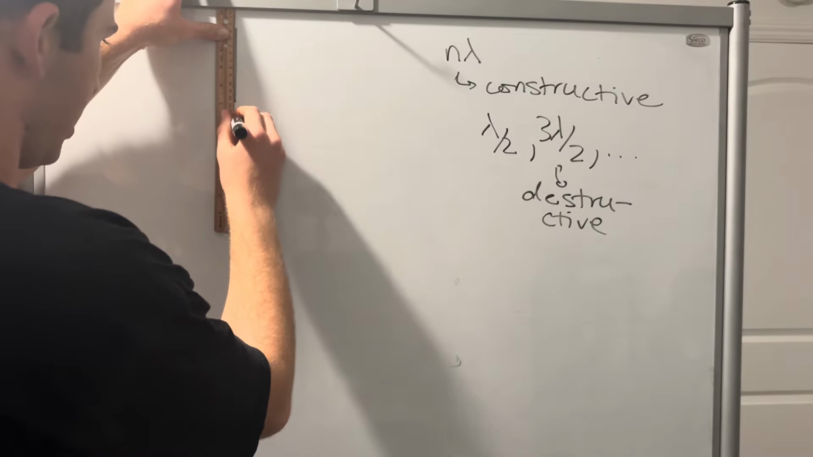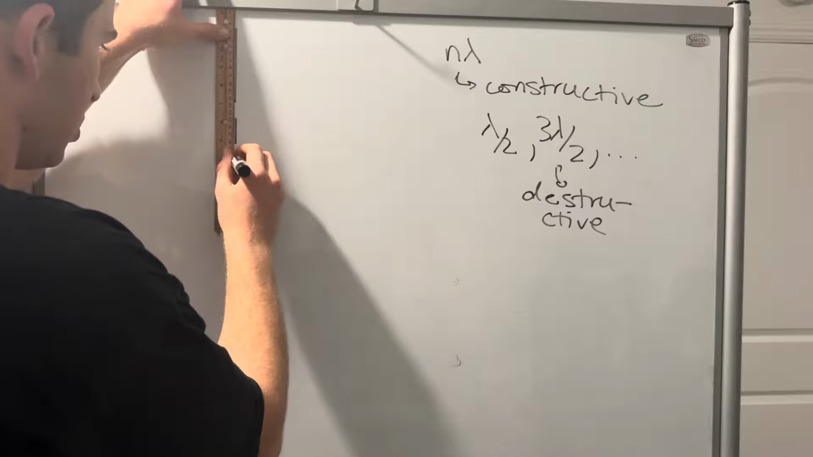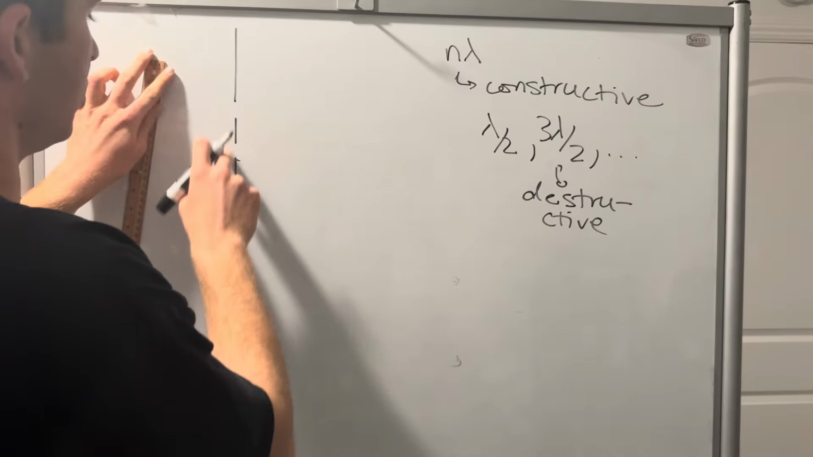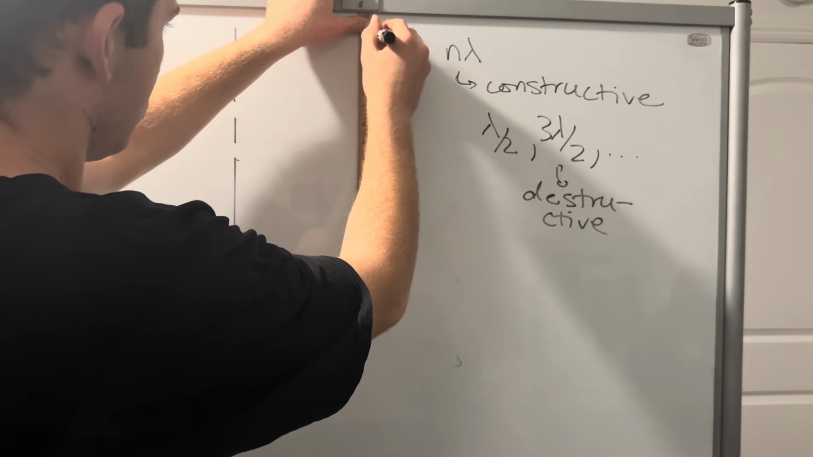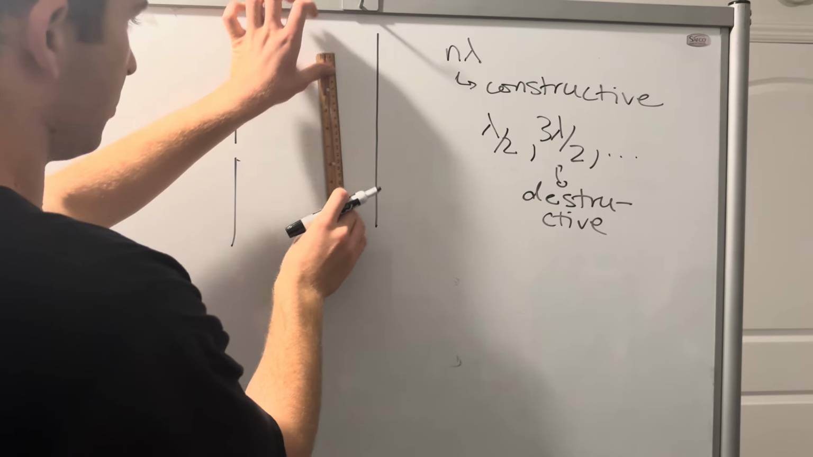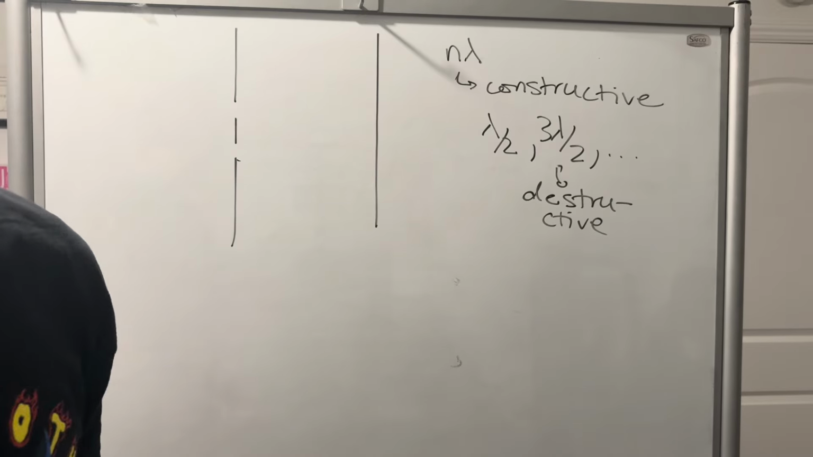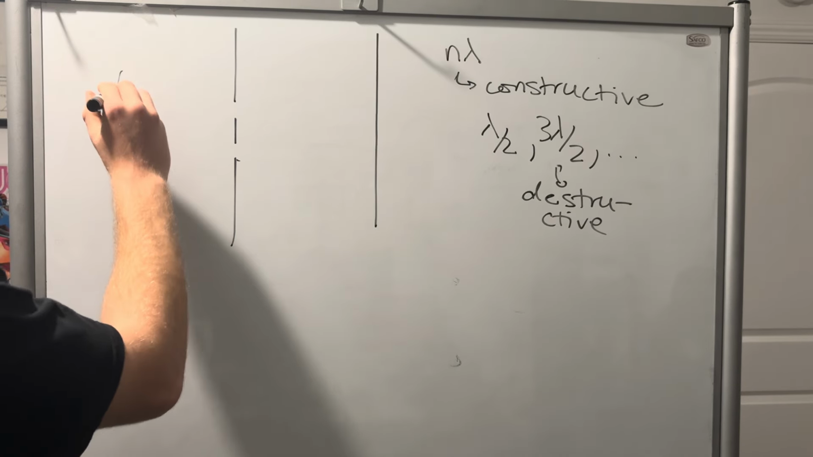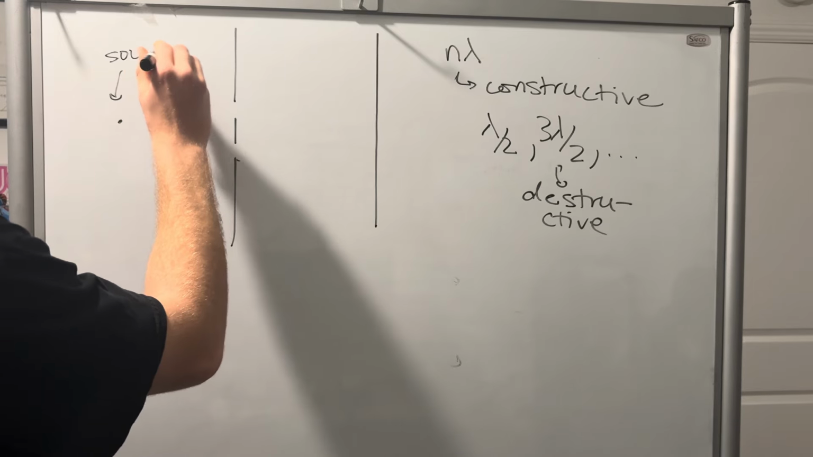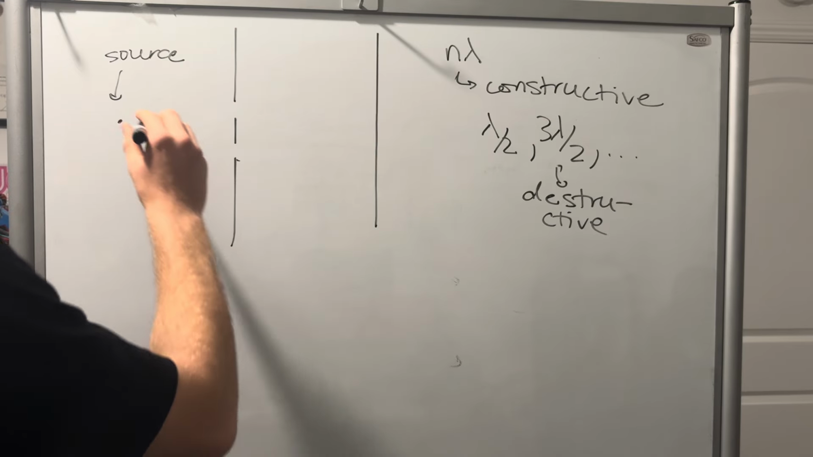In this wall, I have two slits that are roughly the same size. And then over here, I have another wall. Now, if on this side I have a source right here, and I'll label that source, I send out a wave pulse.